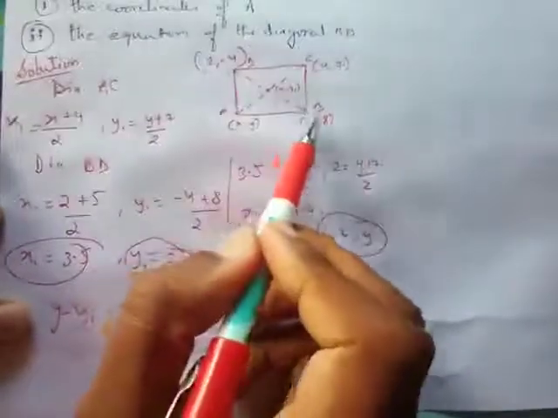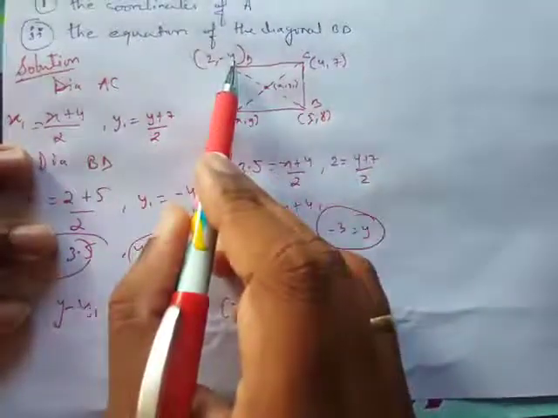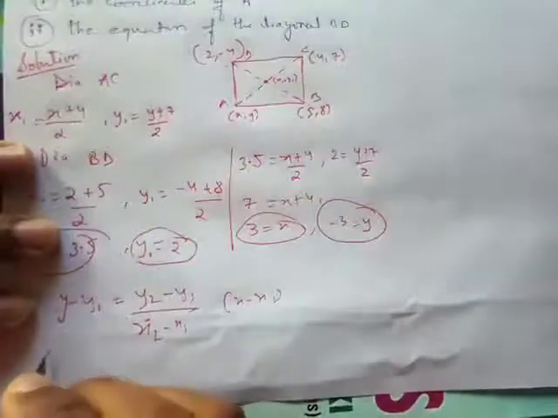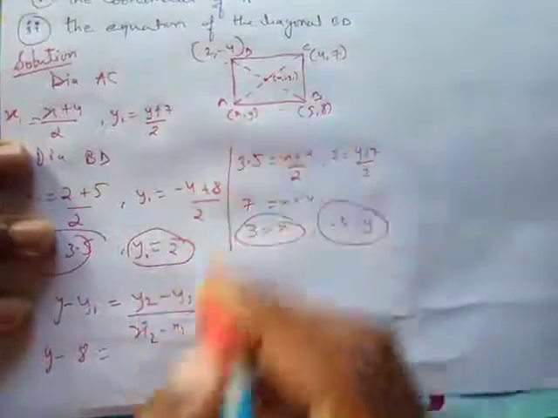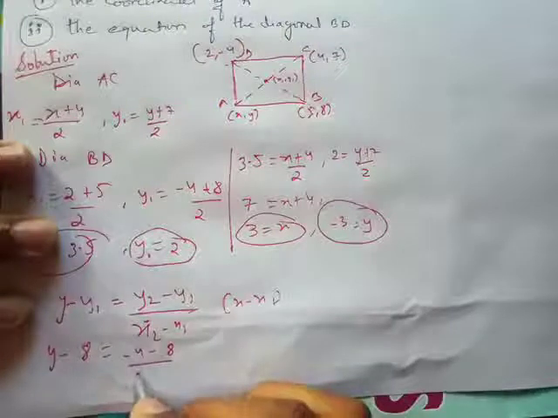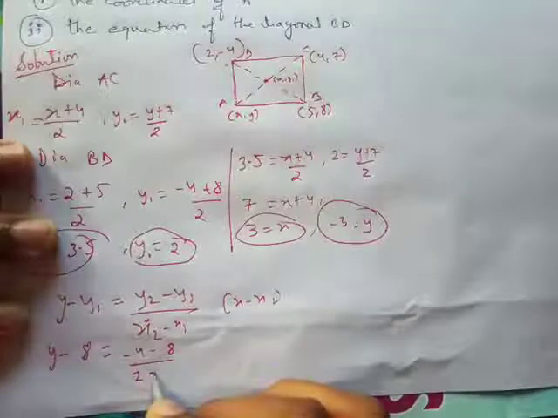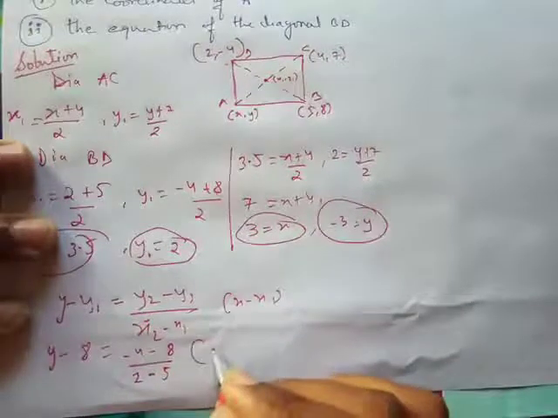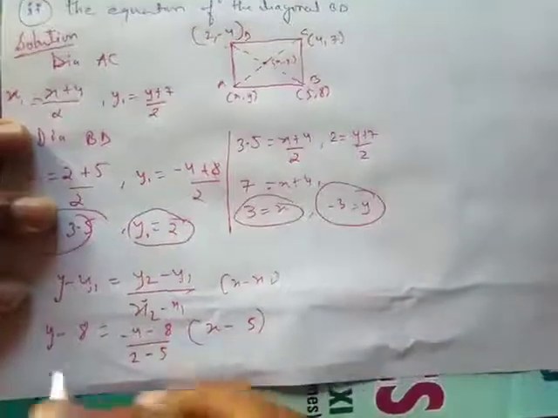What are the 2 points? These are the 2 points. Even if 3 points are given, I'll just take the formula for 2 points and I'll take any 2 points. So I can say that this is x1 y1, x2 y2. So I'm going to put the formula y minus y1. What is y1? 8. y minus 8 equals to y2 is minus 4, y1 is 8, upon x2 is 2 minus 5, and multiplied by x minus x1 is 5. Is that okay? Now I can solve this out.